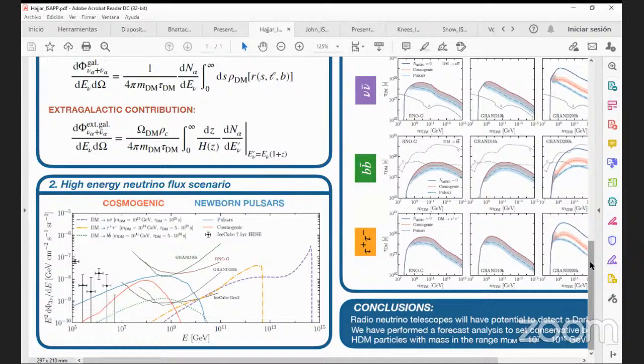In purple we can see the neutrino channel, in orange the tau channel, and in green the B channel, for a particular choice of mass and lifetime of the dark matter, just to depict the shape of the fluxes. And we can also see here the latest IceCube's HESE data release, that is the IceCube 7.5 year HESE data as black dots.